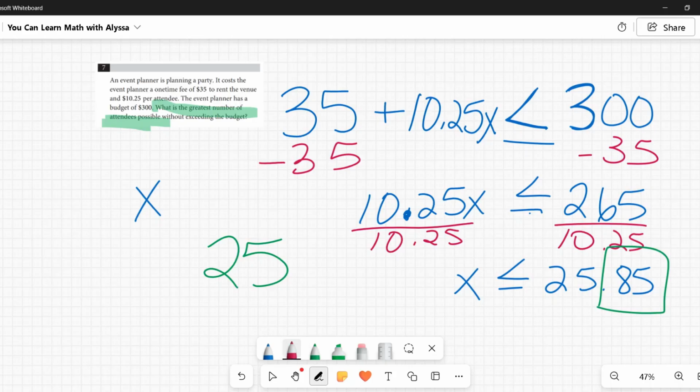One last little side note, be careful with inequalities. They like throwing in ones where you either have to divide or multiply by a negative number in order to solve. If that happens, be sure that you take whatever symbol is in the middle and you reverse it. They like to throw those in there. This one isn't. We divide by a positive number, but that's just a little bonus fact for future problems. But our answer here is 25.